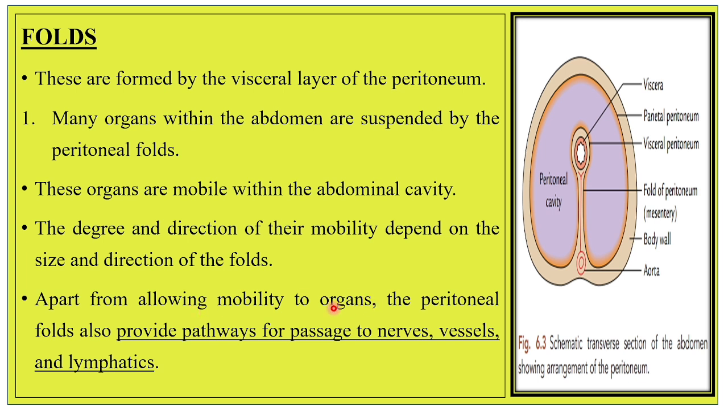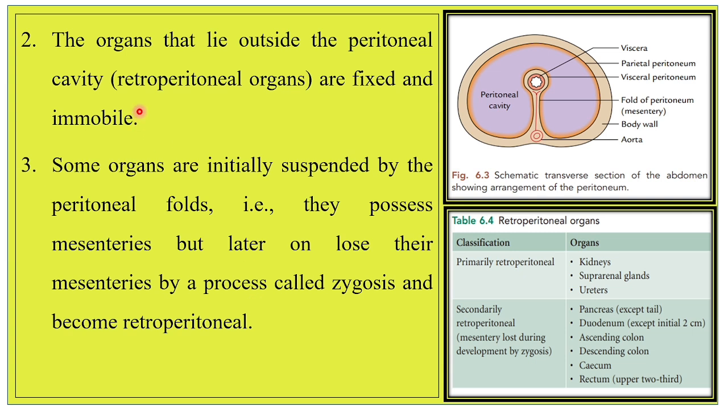Apart from allowing mobility to organs, the peritoneal folds also provide a pathway for the passage of nerves, vessels, and lymphatics that supply the different organs of the peritoneal cavity. And the organs that lie outside the peritoneal cavity, that is, the retroperitoneal organs, are fixed and immobile.